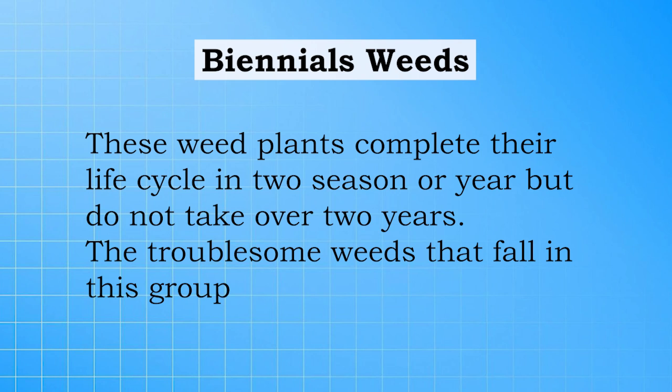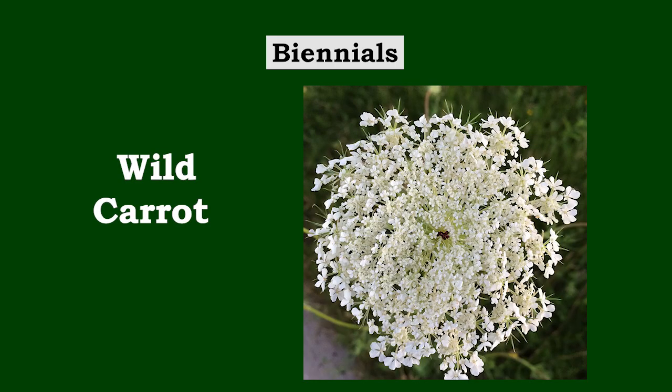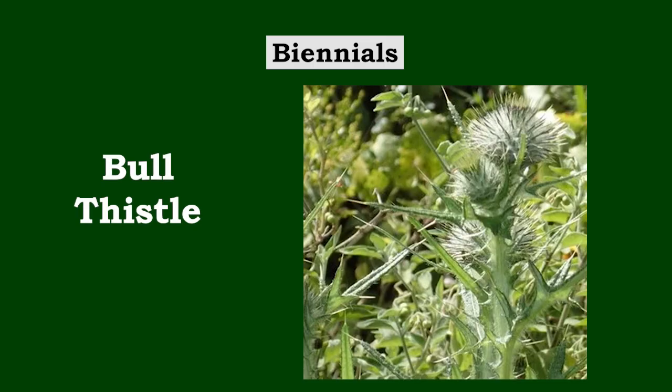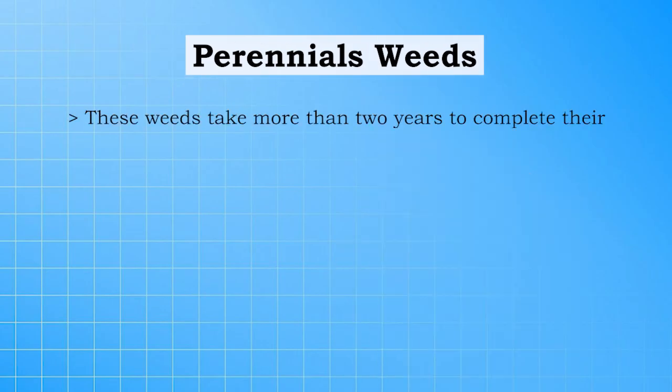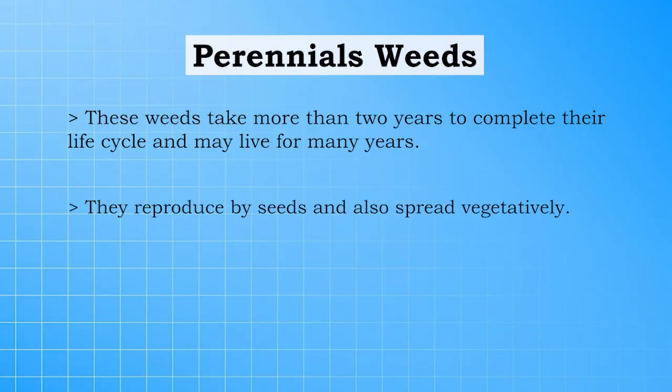Second, biennials. These weed plants complete their life cycle in more than 1 year, but do not take over 2 years. The troublesome weeds that fall in this group are wild carrot and Cirsium, that is bull thistle, etc. Third, perennials. Viewers, these weeds take more than 2 years to complete their life cycle and may live for many years. They reproduce by seeds and also spread vegetatively.